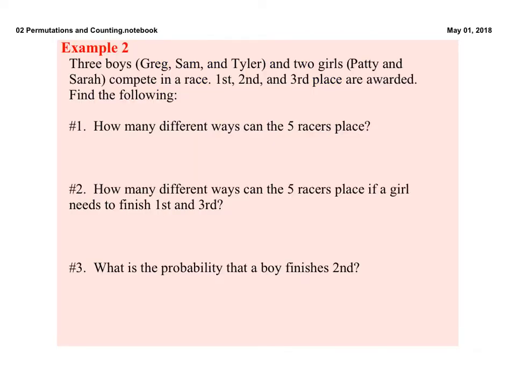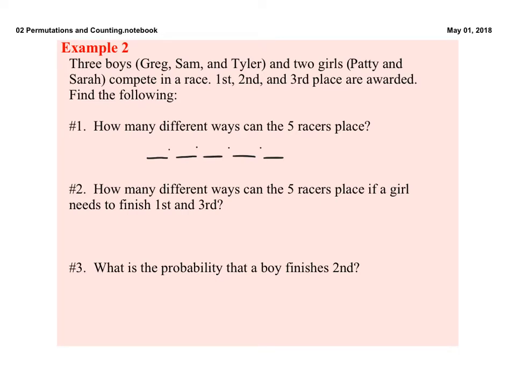So in this problem it says 3 boys, Greg, Sam, and Tyler, and 2 girls, Patty and Sarah, compete in a race. There's first, second, and third place prizes awarded. Find the following. How many different ways can the 5 racers place? Well, we're just looking for all the racers placing. The only thing that I'm thinking about, it could be taken 2 different ways. Are we just looking for first, second, third place, and those are the only ones that place? I'm not sure. We're going to go with how all 5 of them place, okay? It's a little misleading there.